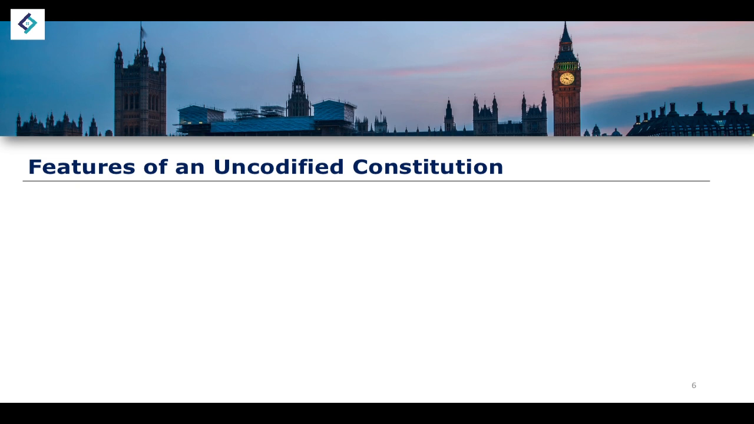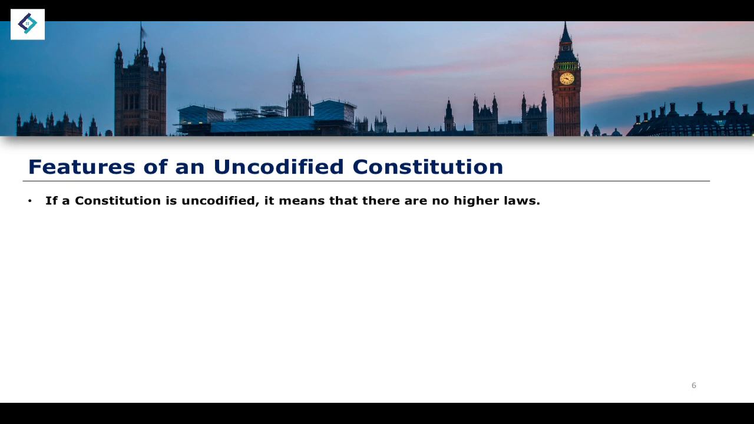By contrast, an uncodified constitution is very different in the sense that there are no higher laws. Because there is no single document that we can look to, and because there is no single process, no special procedure for amendment, that means there is no higher law in place. So let's take an example of the US versus the United Kingdom.